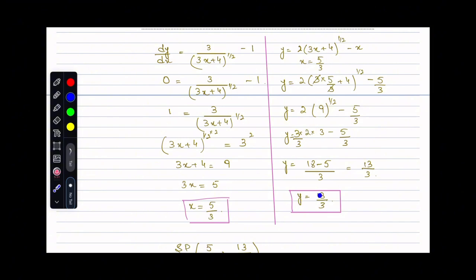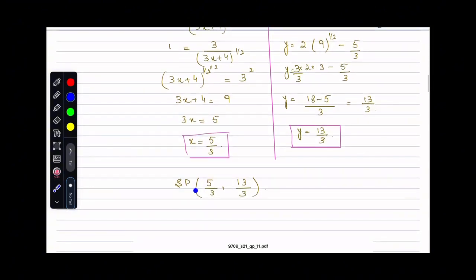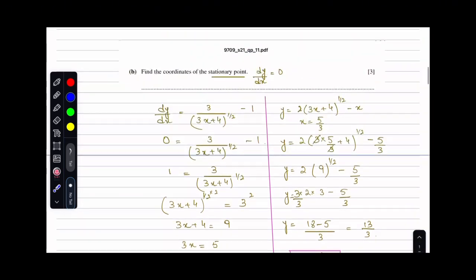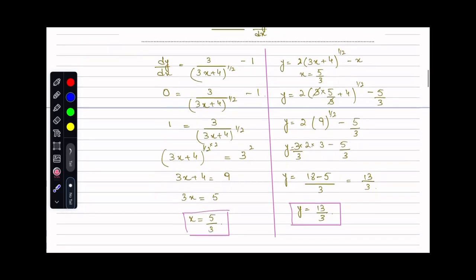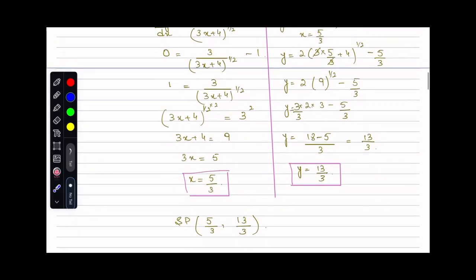So the y coordinate here becomes 13 by 3, and the stationary point then is 5 by 3 and 13 by 3. This is what the question has asked us for: find the coordinates of the stationary point where the gradient was equal to 0. So it was a simple question, and we have done it very easily.